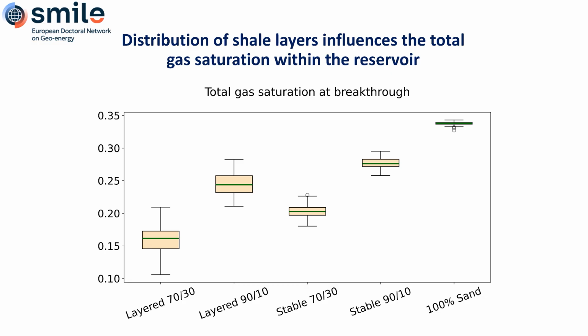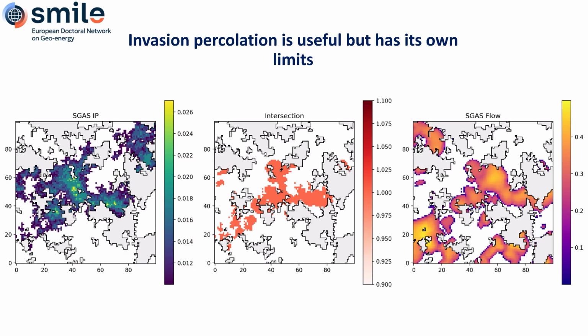More sandstone results in more CO2 in the model. There is also a clear connection between the stable cases, where the shale is less connected so CO2 enters easier as well, and the layered cases, which result in slightly lower total gas saturations. While invasion percolation shows some similarities to the flow simulations, its simplicity limits how closely it can match them.